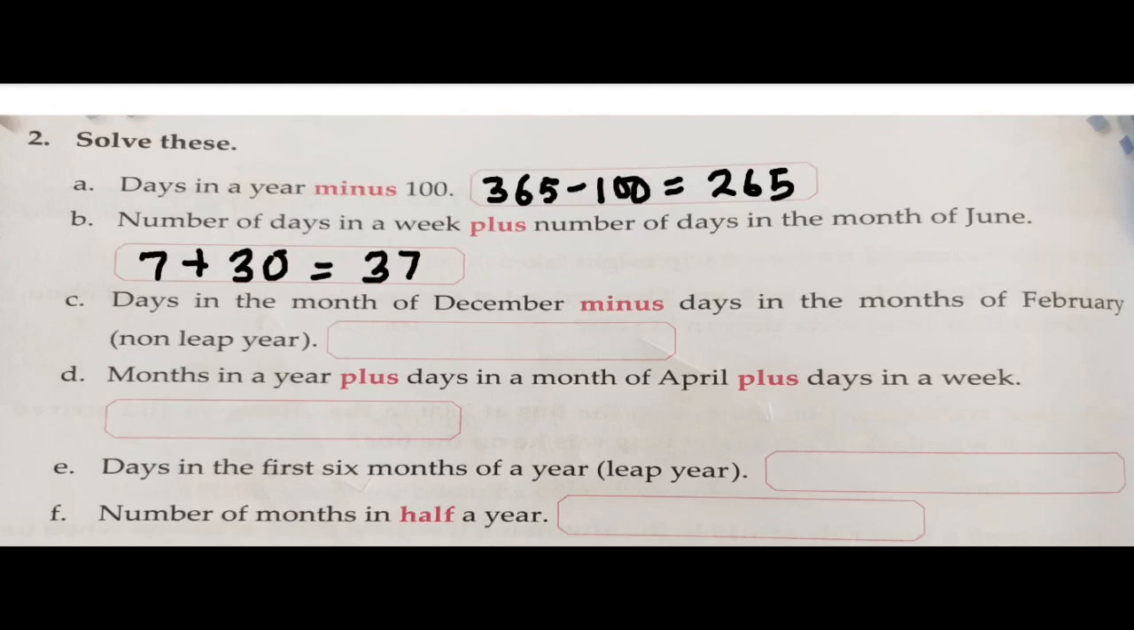Days in the month of December. So let us first write the days in the month of December. There are 31 days in the month of December. So minus is given, so we have to put the subtraction sign. Minus days in the month of February, that is in a non-leap year. So in a leap year February has 29 days and in a non-leap year February has 28 days. So 31 minus 28 is 3. Yes, so 3 is the answer.